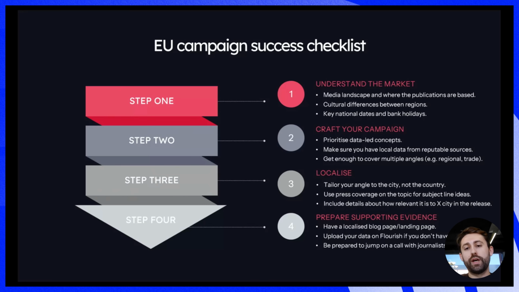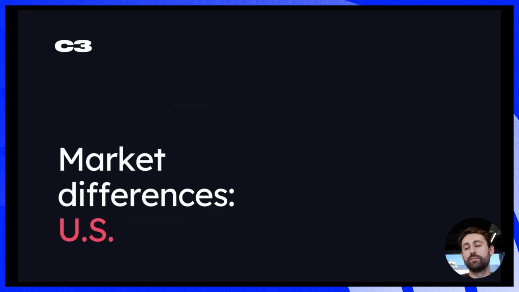And finally, you have to prepare your support and evidence. It's crucial that you have a blog or landing page because the journalist will ask for it to fact check it. And then you can always upload it on Google Sheets or on Flourish if you want them to have a look by themselves. But be prepared to have to defend your campaign essentially.